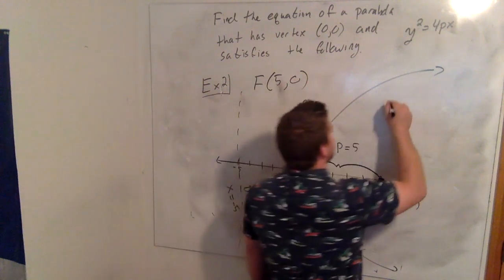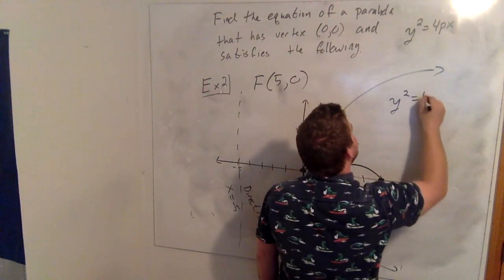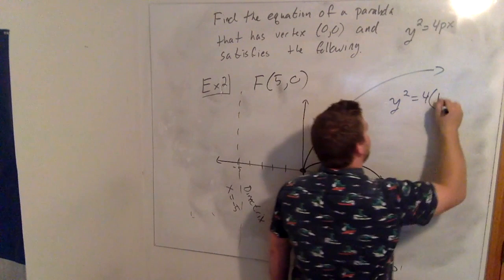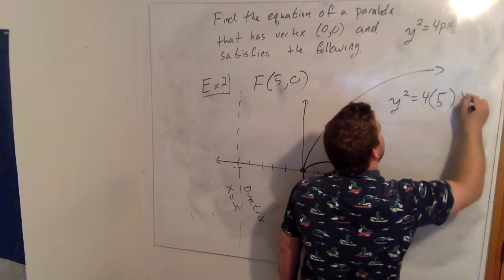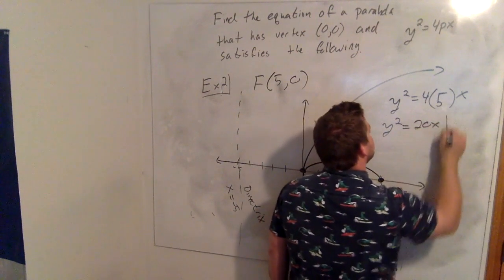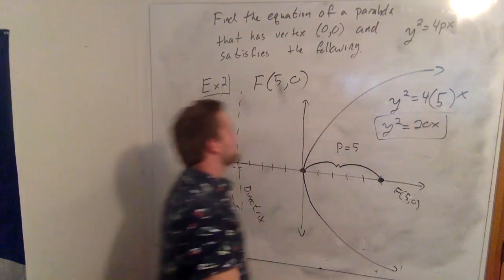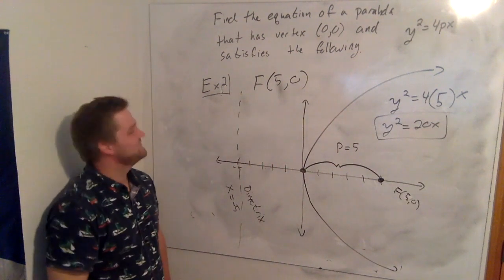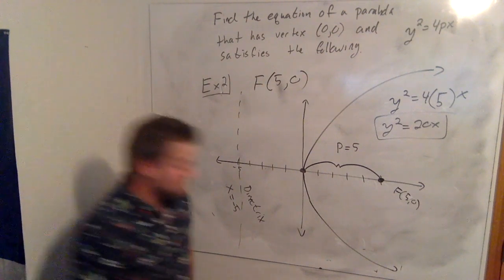Okay, p is going to be 5. We can just plug that into our equation. So we have y squared equals 4 times our p, which is 5, times x. So we'll get y squared is equal to 20x. Here's the equation of a parabola that meets these conditions. Let's do one more.